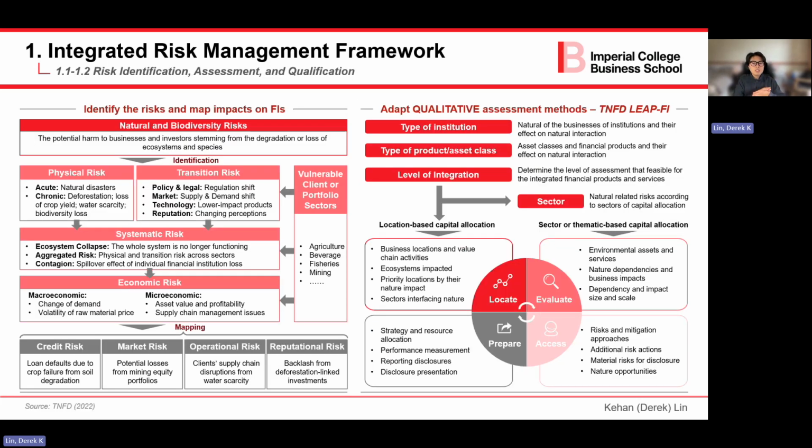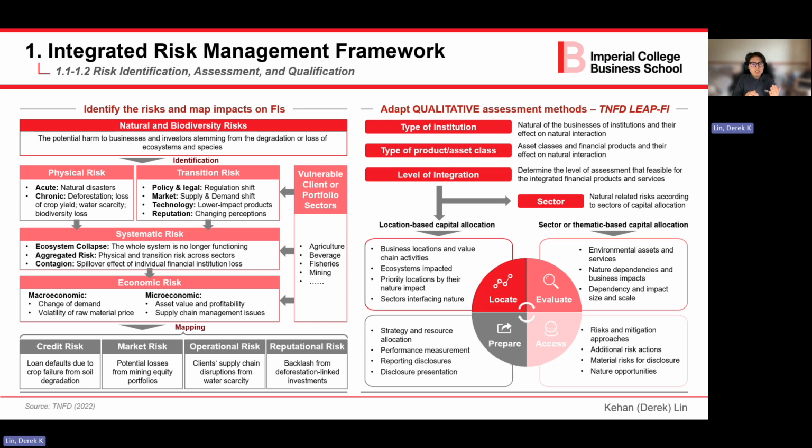A flowchart summarizes the natural and biodiversity risks stemming from the physical risks like disasters and deforestation, and the transition risks like policy and market shifts, cascading into systemic and economic risks. For FIs, they should identify such risks in their clients or portfolio, with particular attention to vulnerable sectors such as agriculture and mining. Mapping this risk, for example, one of these could be credit risk from loan default due to crop failure. Regarding assessment, the key thing is to start with a reliable method.